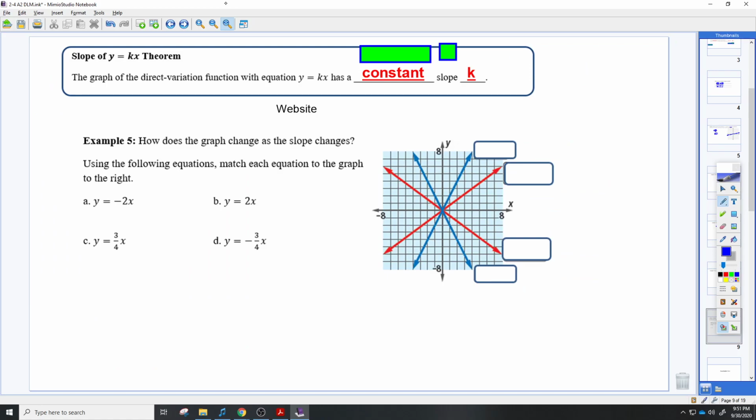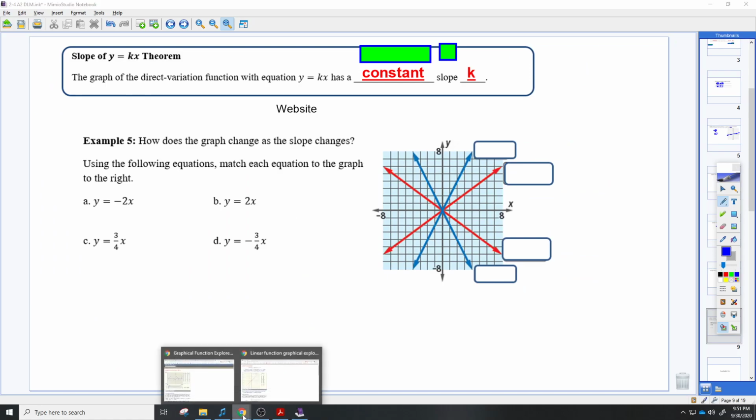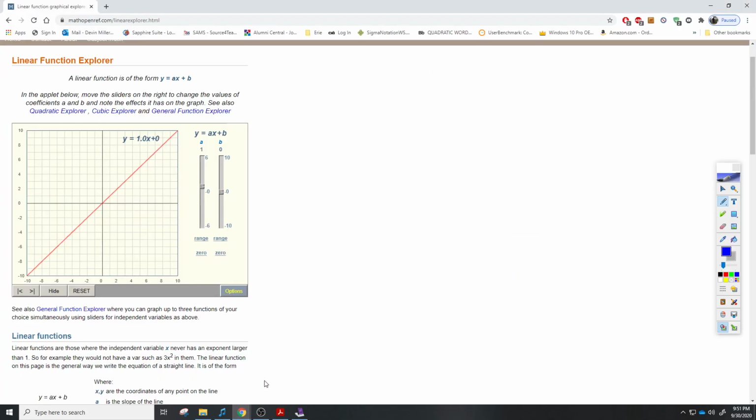So we go back here. The website I'll put on Teams. I think it's this one here. It's called mathopenref.com/linearexplorer.html. You can see that up there.